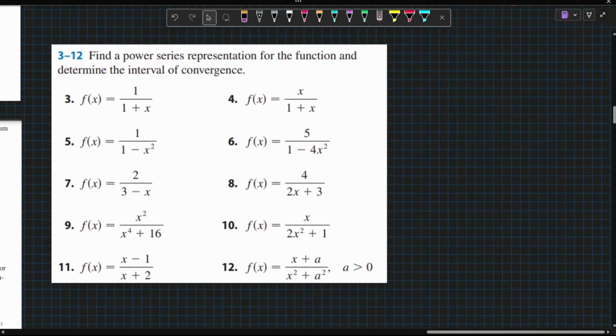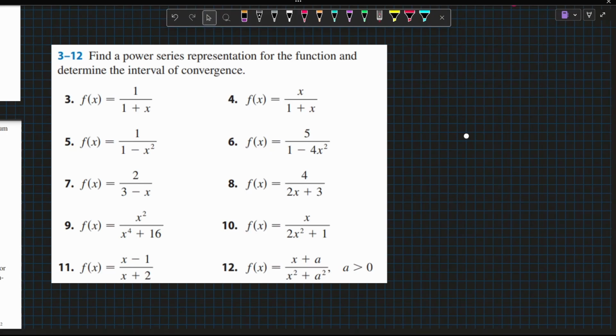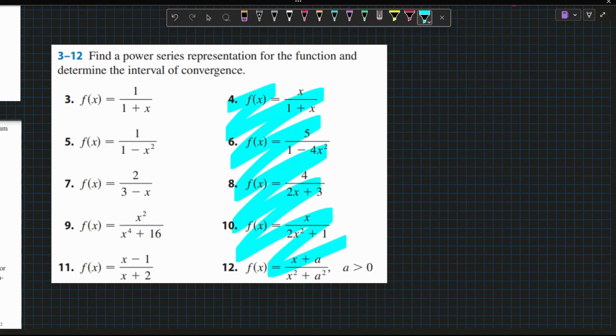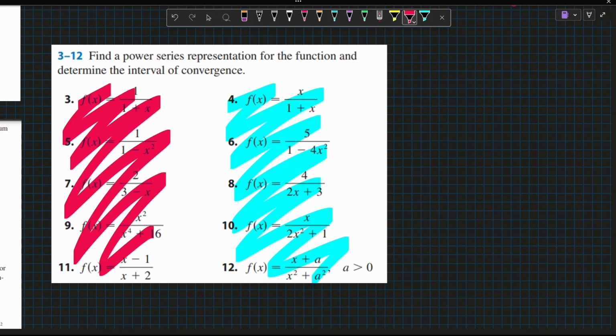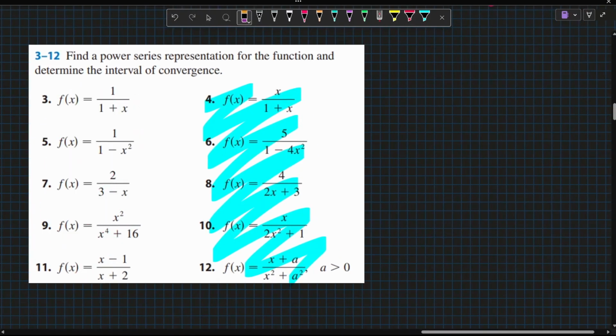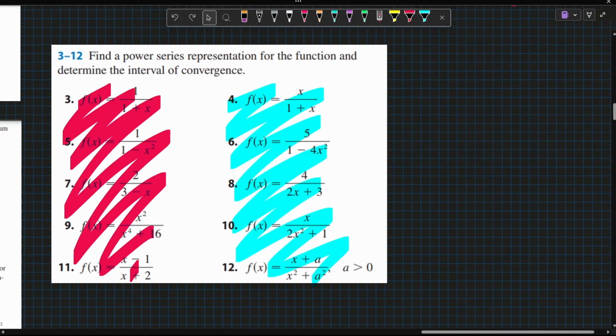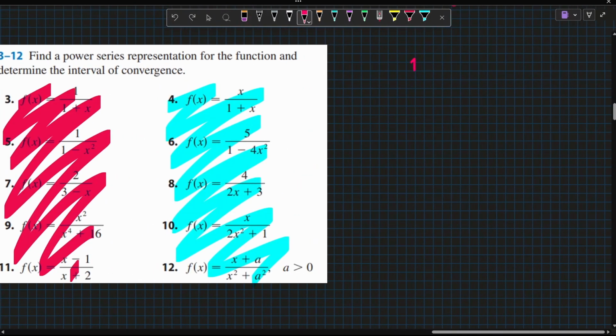Here it asks us to find a power series representation of the function and determine the interval of convergence. Okay, I will only do the interval of convergence for this half, and the other half here I'll do just the representations. Okay, now we have our first function as 1 over 1 plus x.